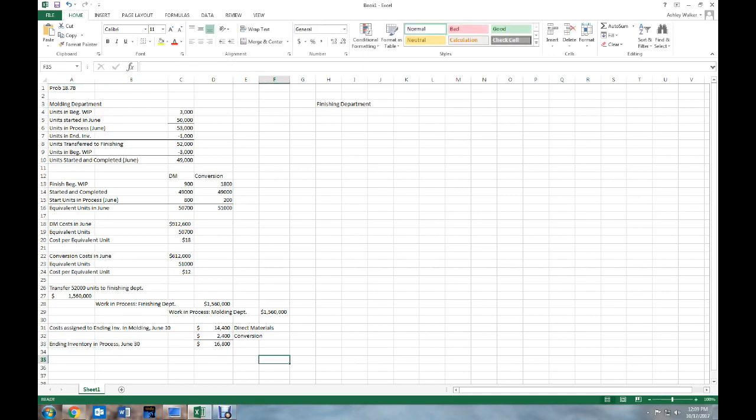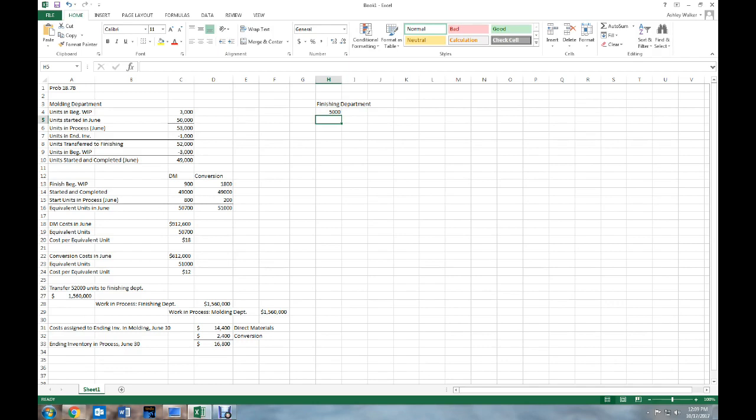So now we need to do the finishing department. So we're going to go through the same process. So we need to find the flow of physical units first. Okay. So started and completed is what we're looking for. So let's actually just use the same headings. Units in beginning work in process. For the finishing department, we go look at our fact pattern. Oops, not 50,000, there were 5,000 in there.